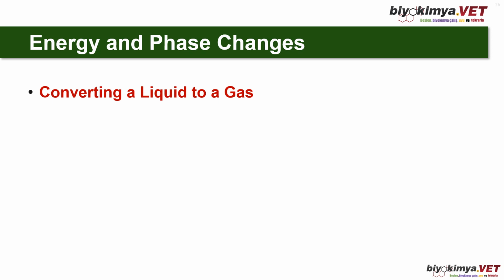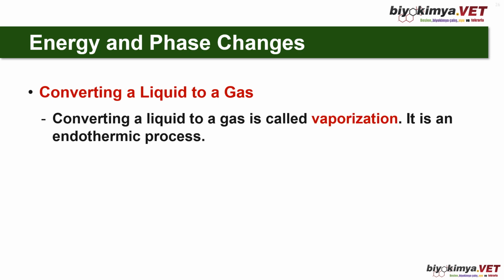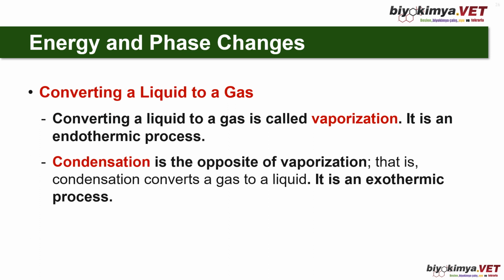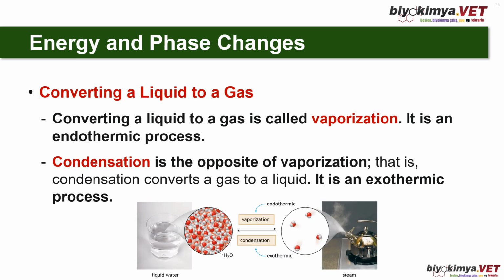Converting a liquid to a gas is called vaporization. It's an endothermic process. Condensation is the opposite of vaporization. Condensation converts a gas to a liquid. It's an exothermic process. And here you see the liquid water and the gas water in the steam. This is converting liquid to gas. We call it vaporization, an endothermic process.